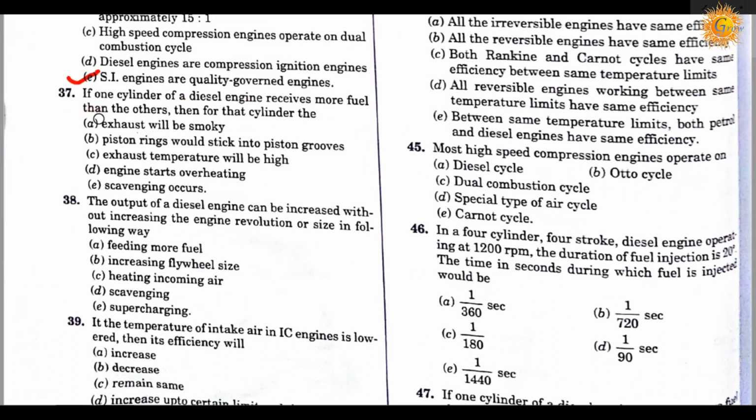Question number 37. If one cylinder of a diesel engine receives more fuel than others, then for that cylinder: option A, exhaust will be smoky; option B, piston rings would stick into piston grooves; option C, exhaust temperature will be high; option D, engine starts overheating; option E, scavenging occurs. So the correct answer is E, scavenging occurs.